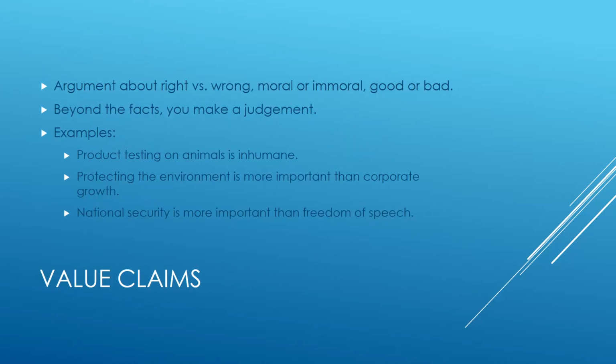So the second type of claim you could make would be a value claim. A value claim is going to be something where you're putting together an argument about something that is right versus wrong, moral or immoral, or good or bad. So you're going to look beyond the facts and you are going to be making a judgment. Some examples of these might be product testing on animals is inhumane, protecting the environment is more important than corporate growth, or that national security is more important than the freedom of speech.